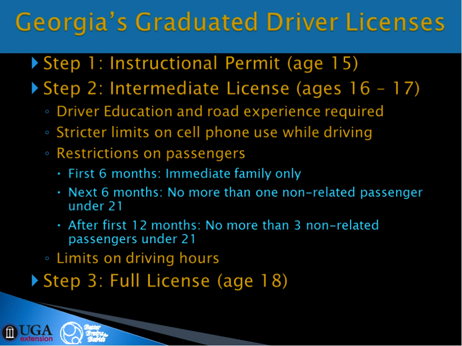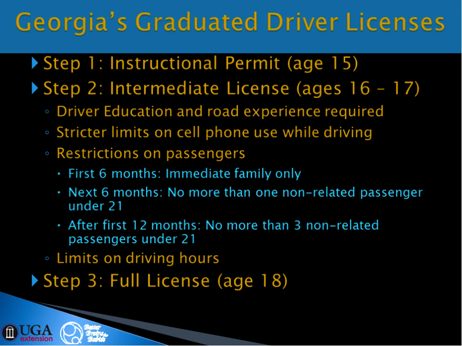Very strict limits on cell phone use while driving. Obviously no texting, which is against the law in Georgia, but also no telephone calling. And 16, 17-year-old licensed drivers caught making a call when they have this intermediate license can have their license revoked. And there are a lot of restrictions on the passengers you can carry. Remember, risk-taking is higher when teens have other teens in the car. So for the first 6 months of your intermediate license, you're only allowed to have your immediate family in the car with you, nobody else, no friends.